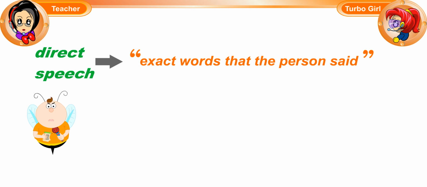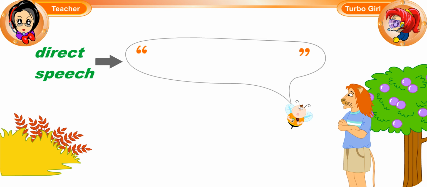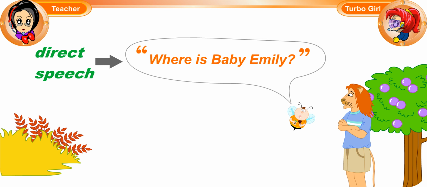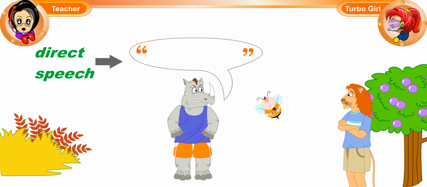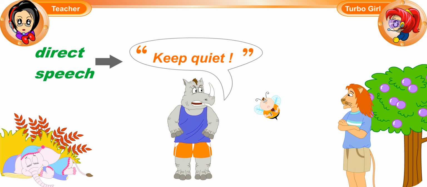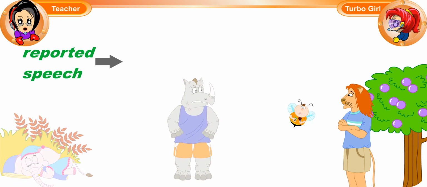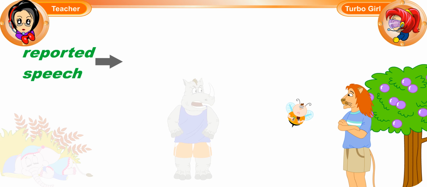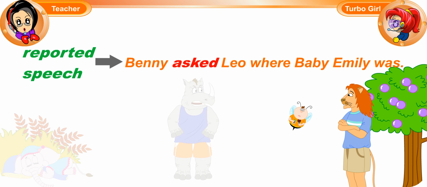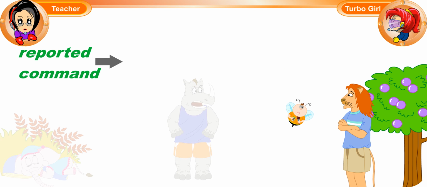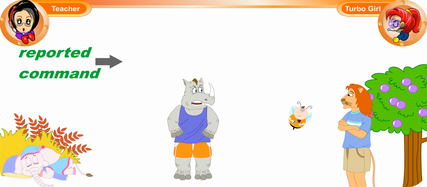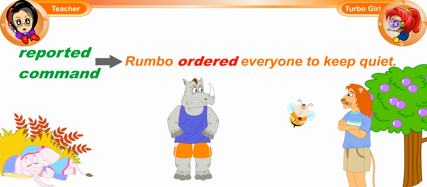For example, 1. Benny asked, "Where is baby Emily?" Or 2. Rumbo ordered, "Keep quiet." In reported speech, we do not use the quotation marks. So, if we report Benny's question, the sentence will be, Benny asked Leo where baby Emily was. And the reported command for 2 is, Rumbo ordered everyone to keep quiet.